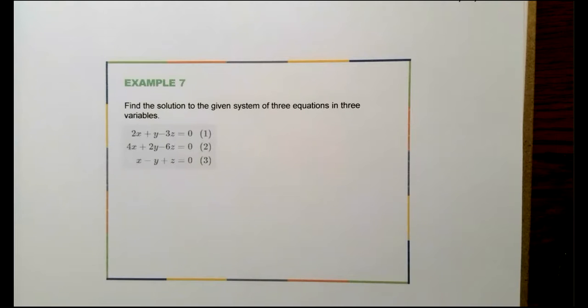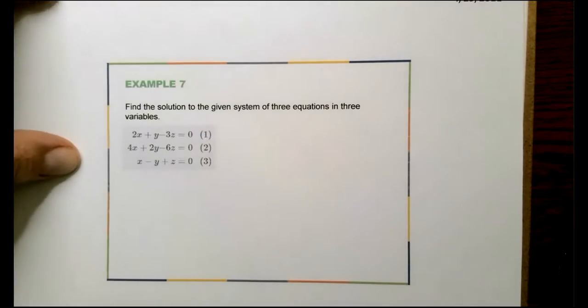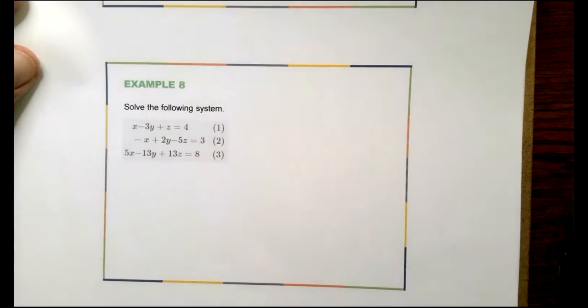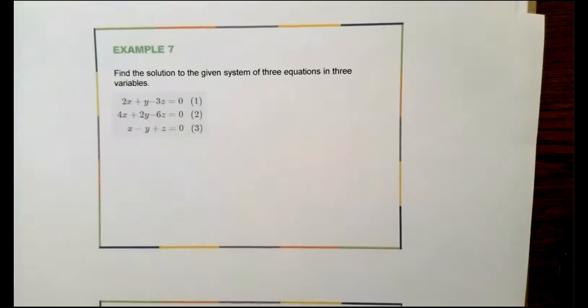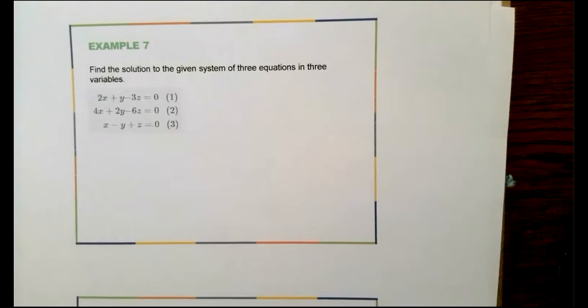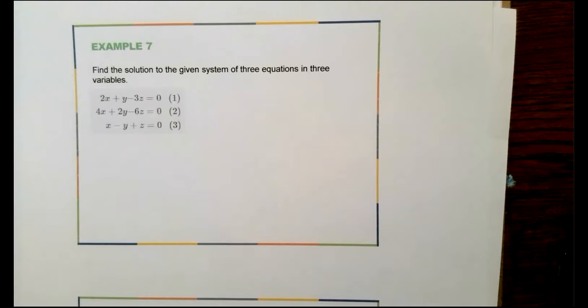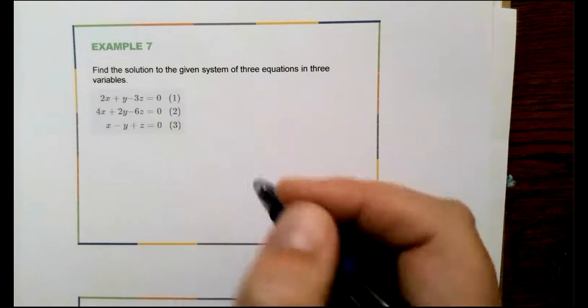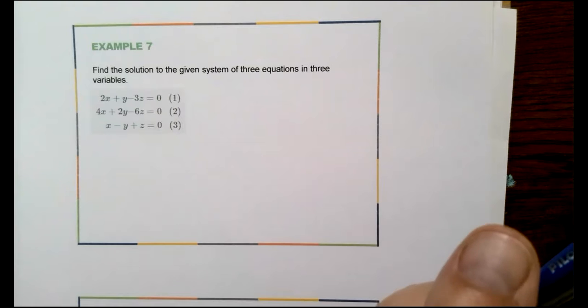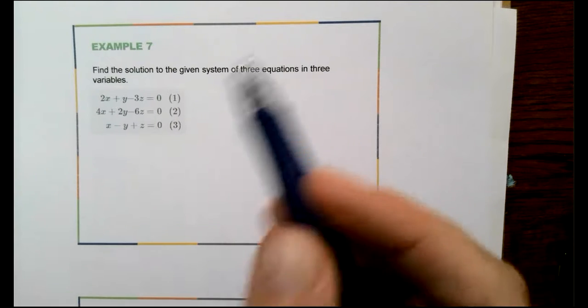Hello guys, in this video I'm going to do examples 7 and 8, and we're going to discuss different types of solutions that a system of 3 equations may have. So let's start with example 7. I'm going to use the usual 5 steps for solving systems of 3 equations in 3 variables.